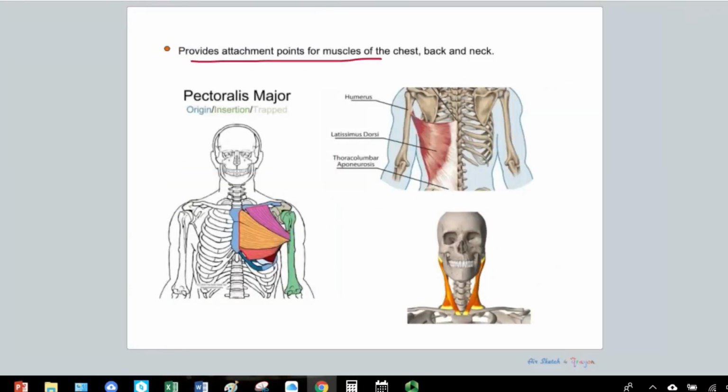The thoracic cage provides attachment points for muscles of the chest, back, and neck. So here's the latissimus dorsi up here, and it attaches to part of the thoracic vertebra there, and also the lumbar vertebra. Here's the sternocleidomastoid, which allows you to rotate or move your head that way, and it attaches to the manubrium down there, which is part of the axial skeleton. The pectoralis major here attaches to the clavicle, but also the sternum here as well.